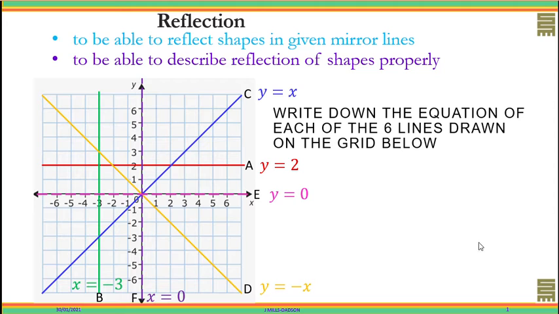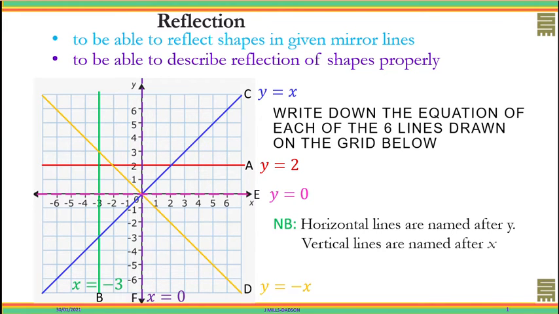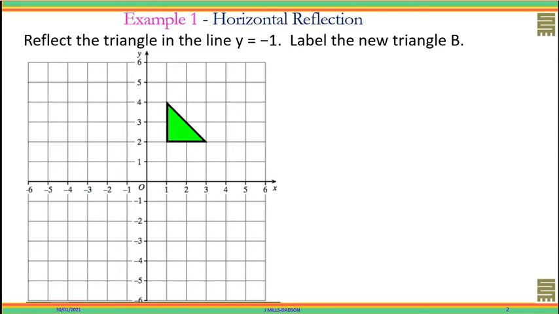Okay, so I'm going to give you different examples of reflection. Let's look at example 1, horizontal reflection. Here we have a triangle and we need to reflect in a line y equals -1, and we label the new triangle B. You hear me use the words object and image. Object will be the original shape and image will be the reflected shape. So when you hear me say object, I mean the original shape and the image will be the reflected shape.